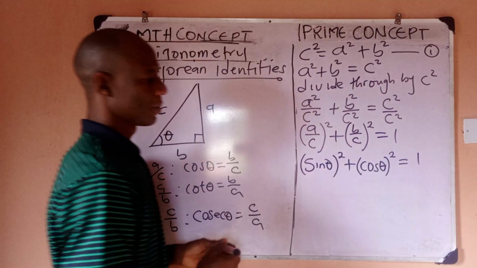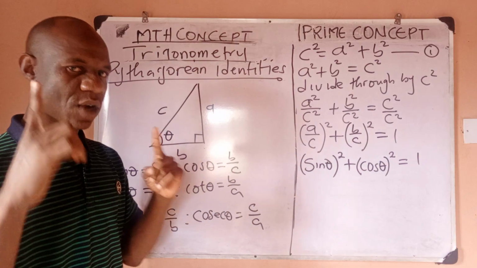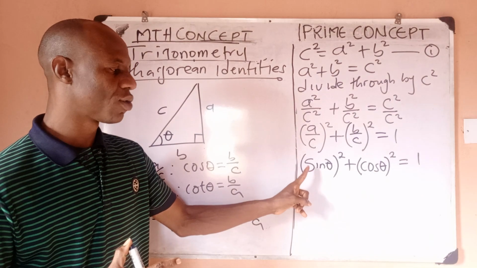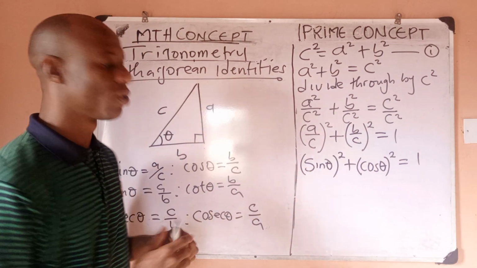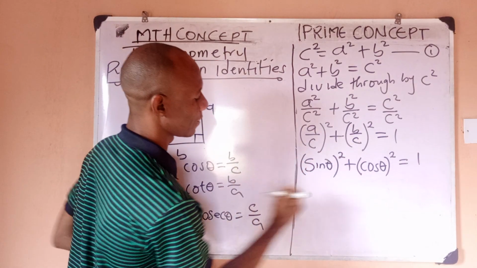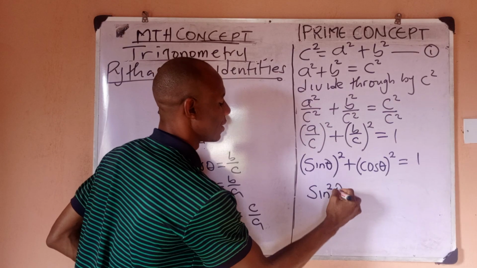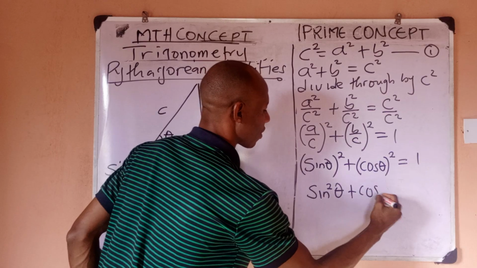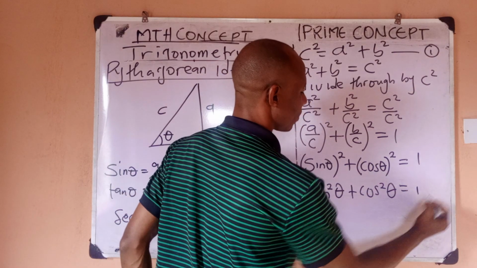Then this is equal to 1. One of the things you should know is that in trigonometry, we don't prefer to write sin θ all squared this way. There's a new symbol that we use. Whenever you see sin θ all squared, it's the same thing as sin²θ, with the square placed here. So these two things are the same. Plus cos²θ equals 1.